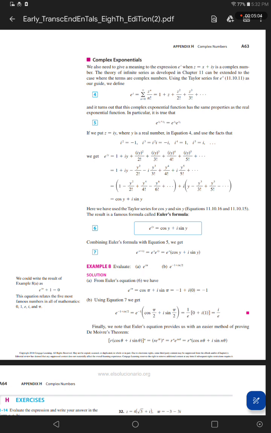Example 8. Evaluate (a) e to the power i pi and (b) e to the power negative 1 plus i pi over 2.